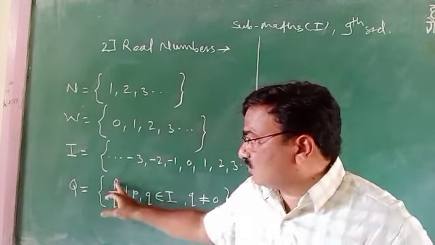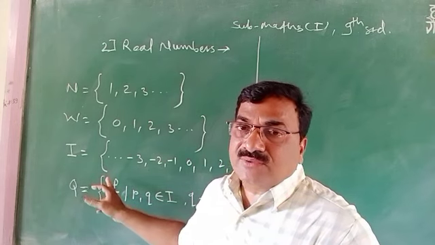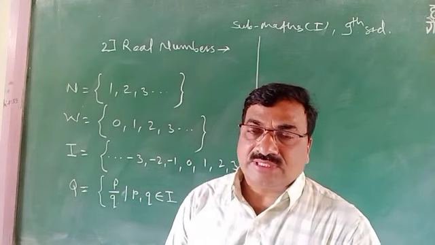That is, p upon q means the number in the form of numerator and denominator.